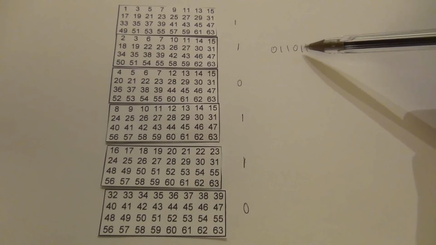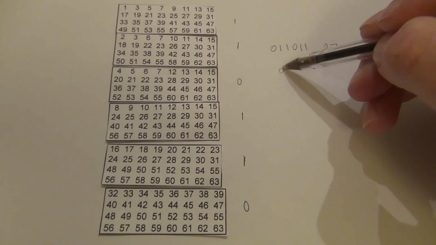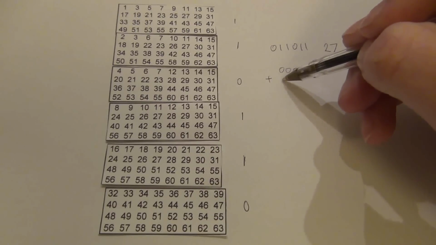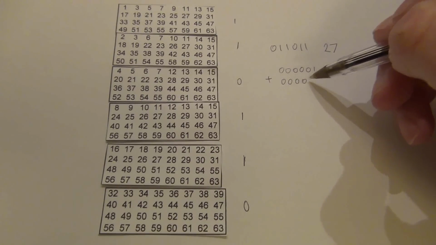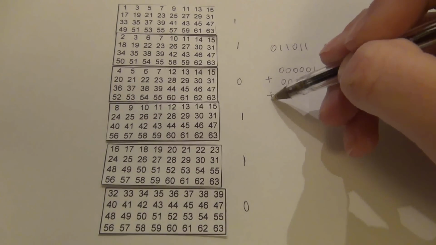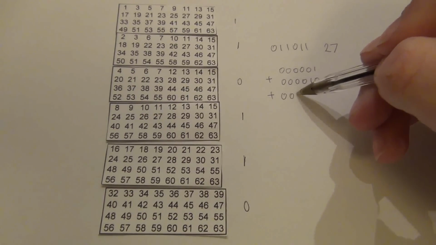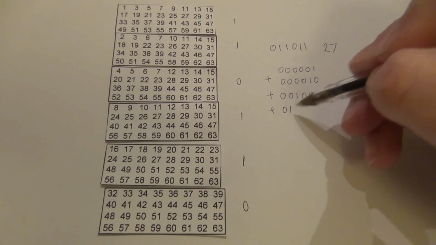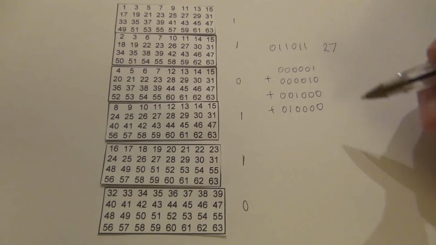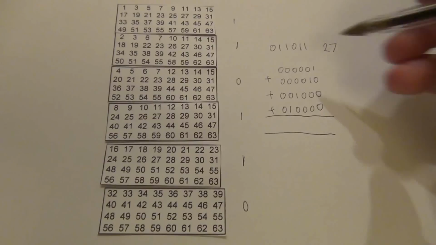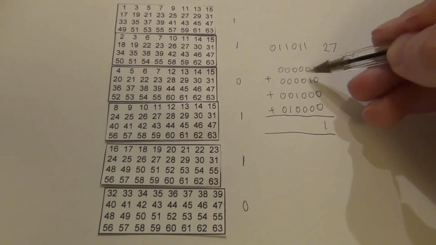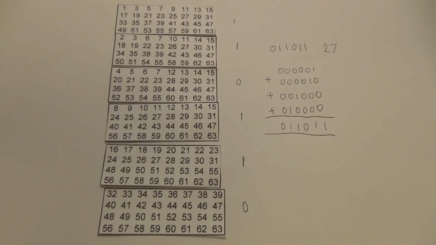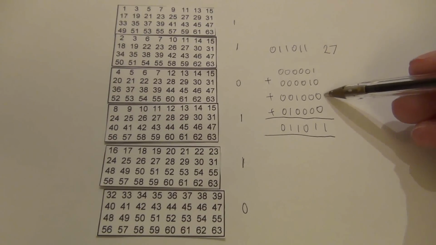But that is exactly the same as saying 0, 0, 0, 0, 0, 1 plus 0, 0, 0, 0, 1, 0 plus 0, 0, 1, 0, 0, 0 plus 0, 1, 0, 0, 0, 0. And you can see, when we add all the ones, that's a 1, 0, that's a 1, that's a 1, and that's a 0. So you can see we get exactly the same just by adding together these particular ones here.